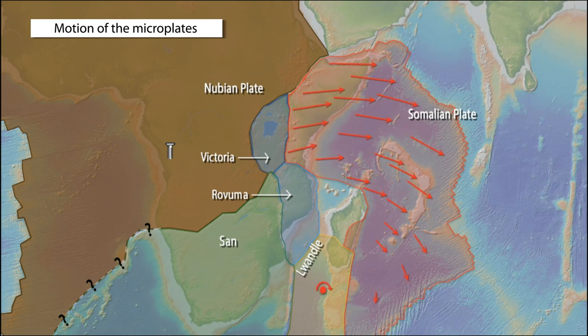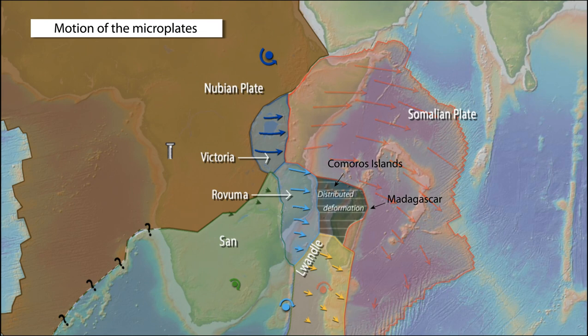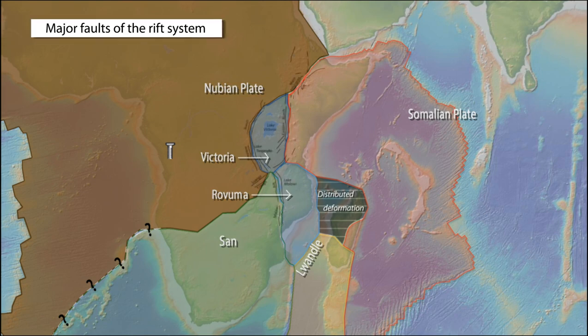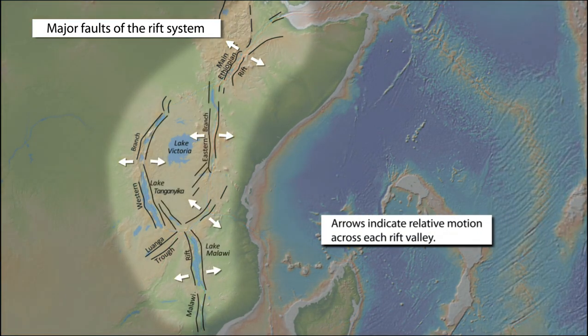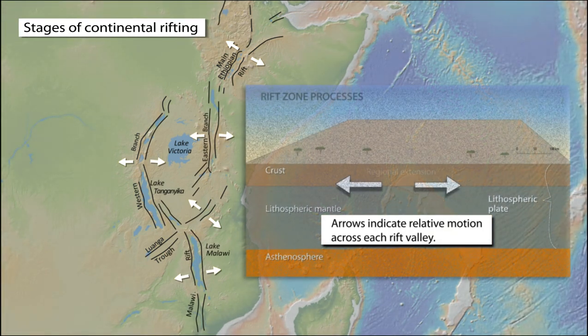In sequence, we can visualize the relative rotations of the Somalian plate and the Victoria, Rovuma, and Lwandle microplates with respect to the Nubian plate. In addition, there is a slowly moving Sapo microplate in southern Africa and a zone of distributed deformation in northern Madagascar and across the Comoros. These plates are internally rigid, but are in relative motion, so faults and resulting earthquakes are concentrated along their boundaries. The East African rift system extends for thousands of kilometers, but the style and rate of the rifting varies along that length.